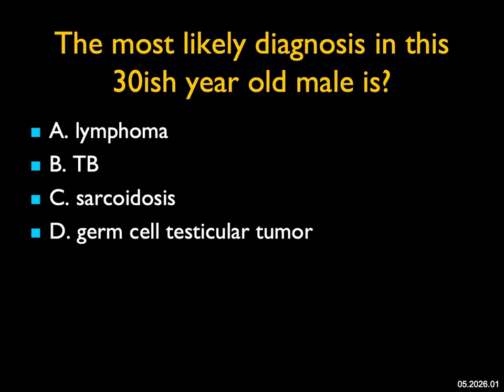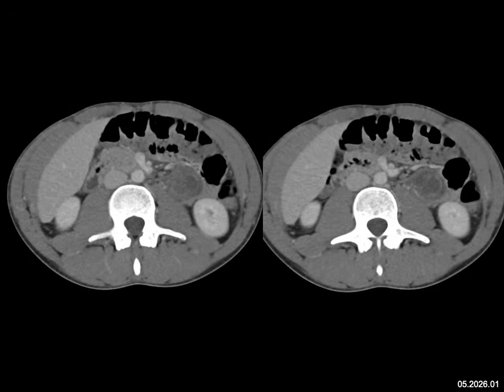The most likely diagnosis in this 30-ish-year-old male is, well, what do we see? We see a cystic mass in the left paraortic region. Now, it could be necrotic nodes. It could be lymphoma. Lymphoma usually isn't so cystic unless it's been treated. So that indeed is a possibility, but this patient, I'll tell you, has had no treatment.